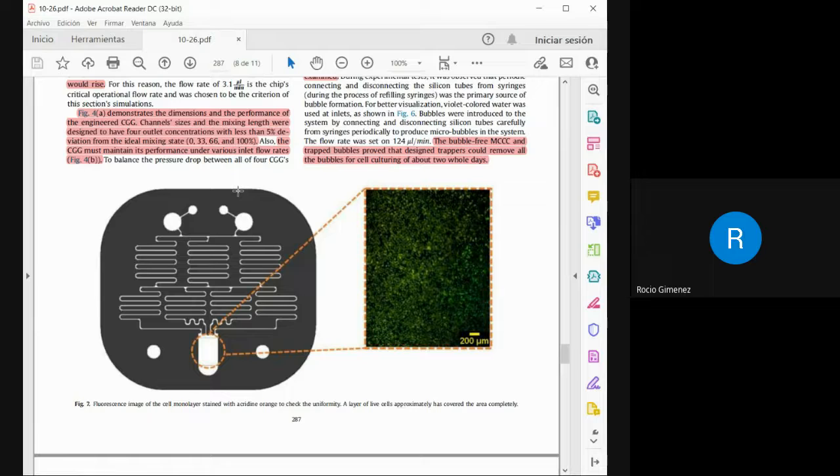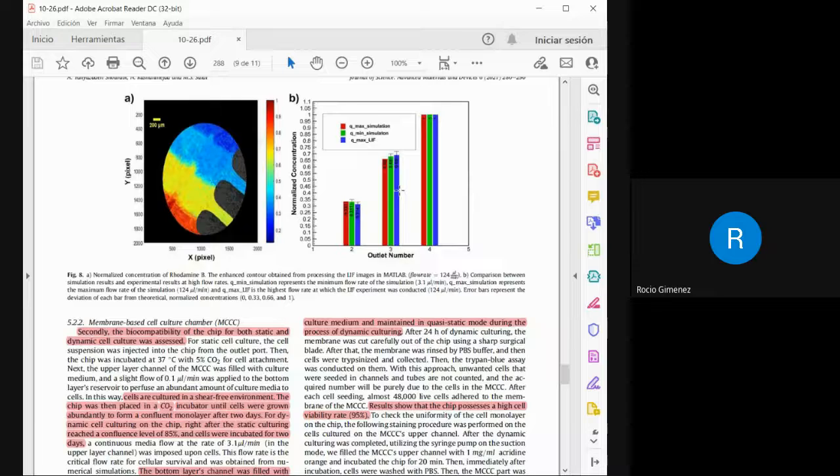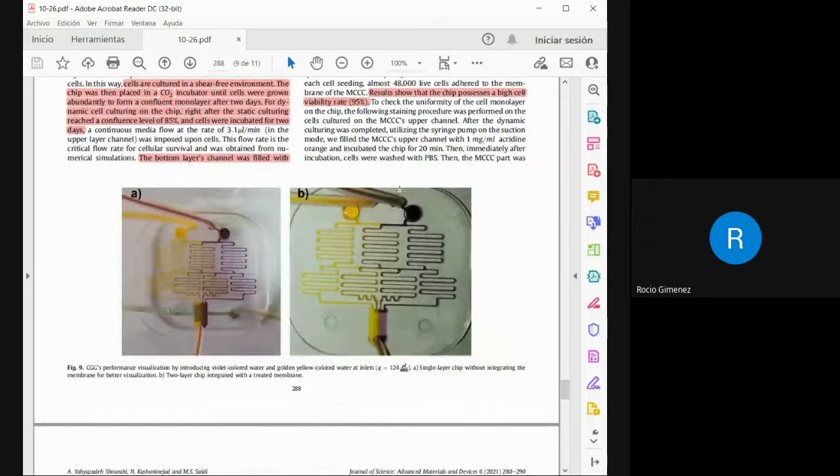And here you can see in the picture the fluorescence image of the same cells, which proves the uniformity of the cell monolayer. Next, the concentration gradient generation efficiency was examined experimentally by applying LIF. It's a laser-induced fluorescence technique. Rhodamine B was injected in one inlet, and pure distilled water was injected in the other one. LIF results show that the gradient generator operates stably, and deviation from the ideal simulated concentrations was less than 5%. And finally, for a better visualization of gradient generation performance, here they use violet colored water and golden yellow colored water in the chip for better seeing all that I've been explaining.